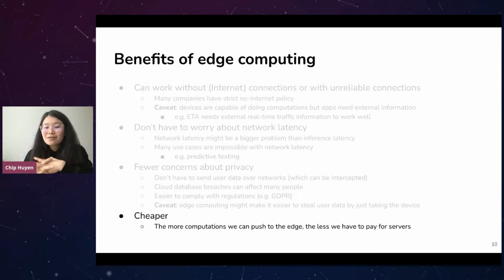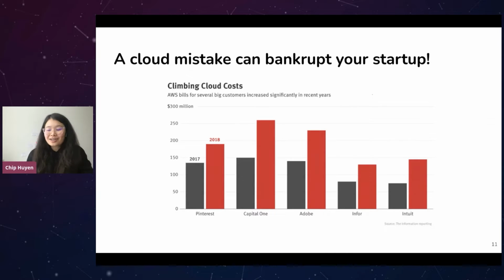And I think the last benefit of edge computing, which I also believe, from observations, is a lot of the reason that pushes a lot of companies to it, is cost. The more computation we can push to the edge, the less computation we have to do on the cloud, and the less we have to pay for servers. And cloud bills are very expensive. I keep talking to companies, and they complain about how expensive it is to do things on the cloud.